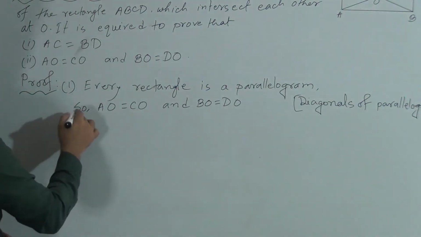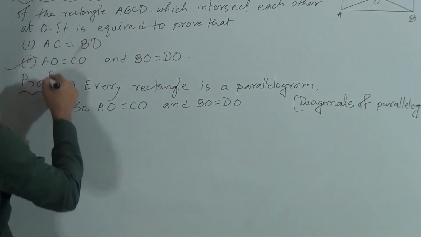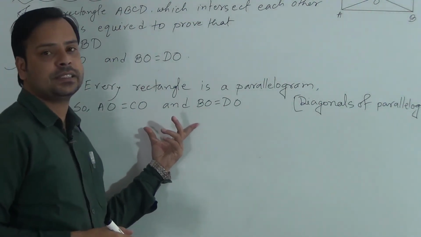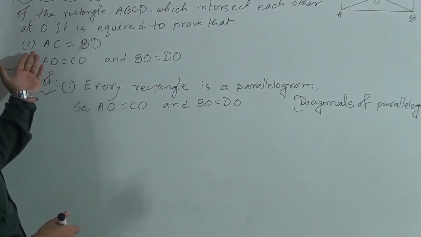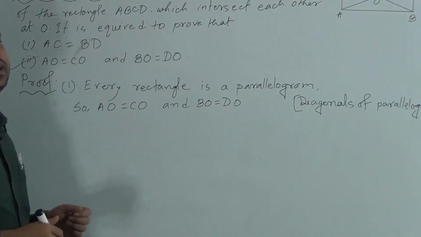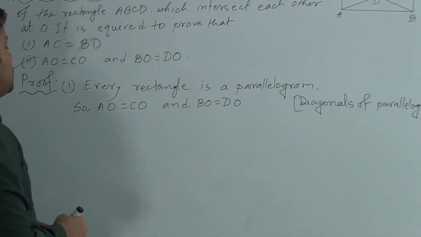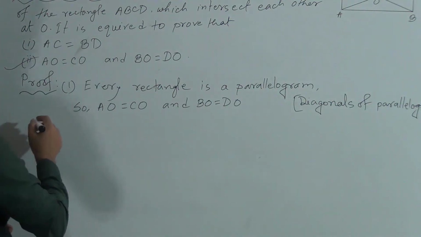Now step 2. Part 2 is done here. Now we have to prove AC is equal to BD. To prove AC equal to BD, we need to compare two triangles.